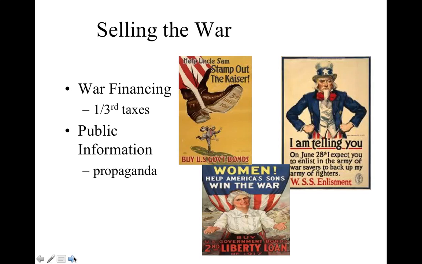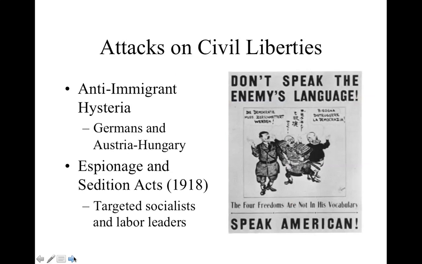There was the first propaganda agency, the Committee of Public Information, the CPI. Again, promoting why we fight, the meaning of American, as you can see with these three examples of propaganda here. We'll see the attacks on civil liberties, specifically the immigrants or also socialists.